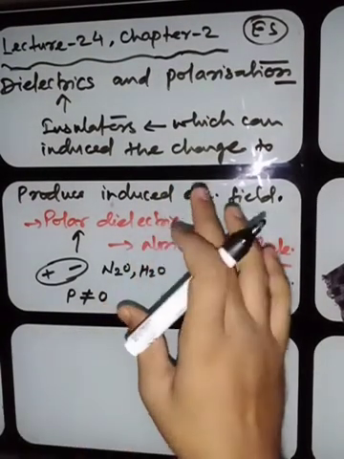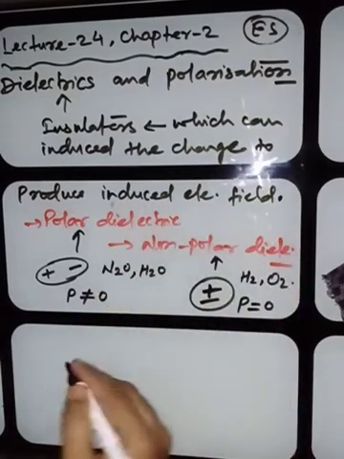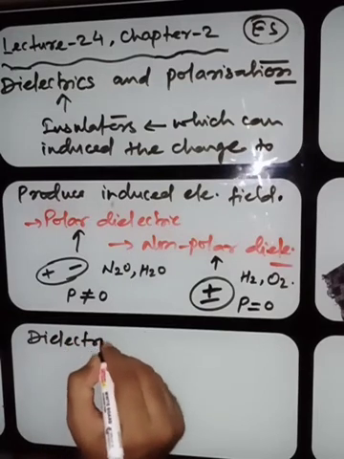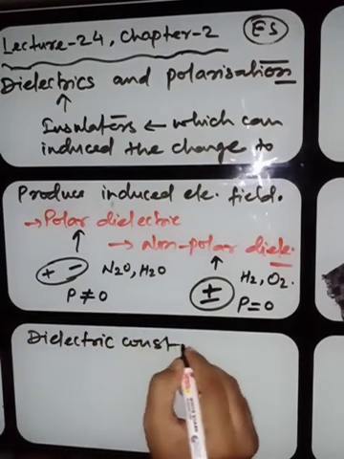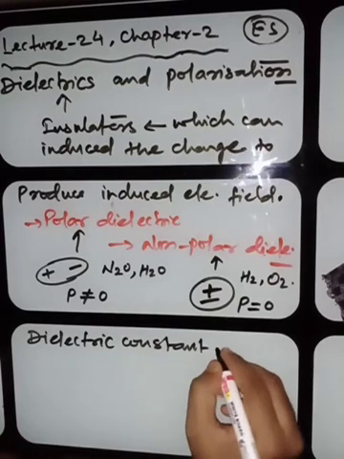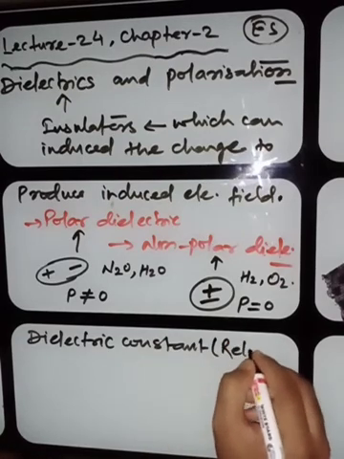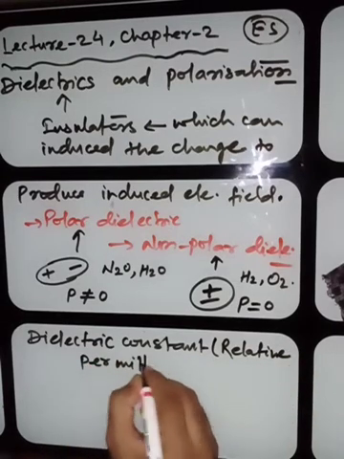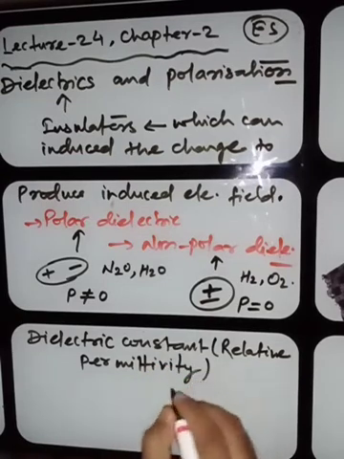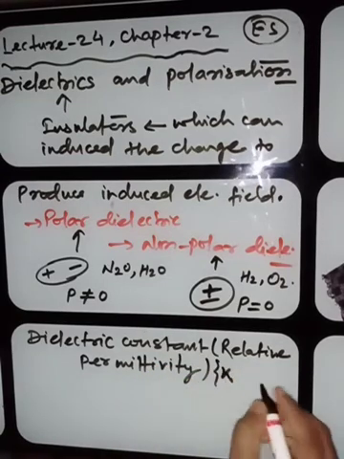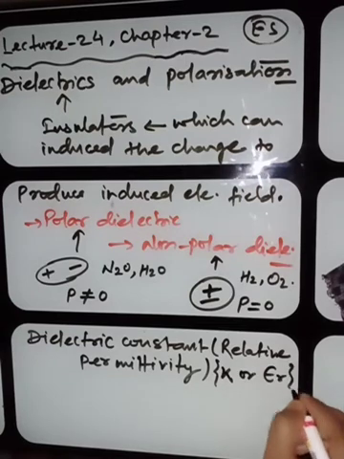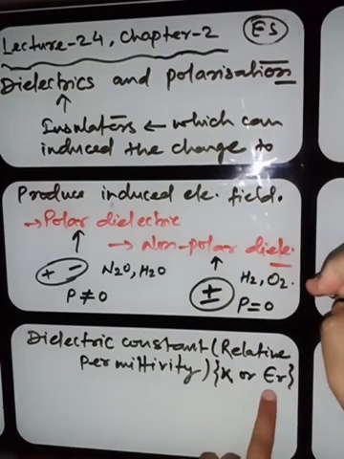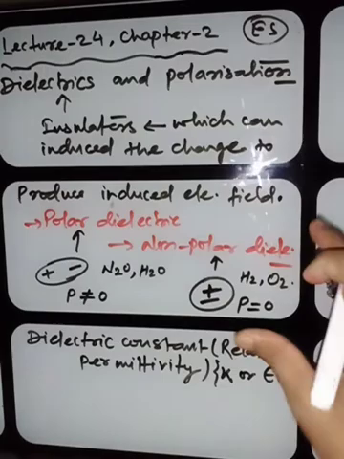Now, my dear students, the next topic we will study is the dielectric constant. This is very important. The dielectric constant is also called relative permittivity. It is represented by K or epsilon R. Remember, this is the dielectric constant, represented by K or epsilon R.